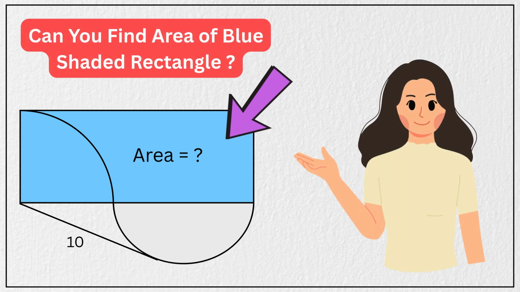Can you solve this viral geometry question? We are given a rectangle. Inside this rectangle, a quarter circle is placed in such a way that its radius perfectly matches the height of the rectangle, just like this.